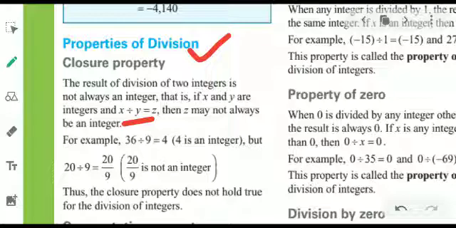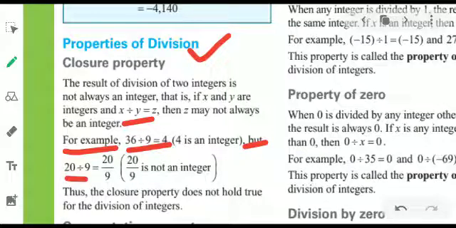For example, we take 36 divided by 9. If we divide 36 by 9, we get 4, and 4 is an integer, no problem. But if we divide 20 by 9, we have 20 upon 9, and 20 upon 9 is a fraction number, not an integer. So we can say that if x and y are two integers, then the result of x divided by y may be an integer or may not be an integer. So it may not always be an integer.